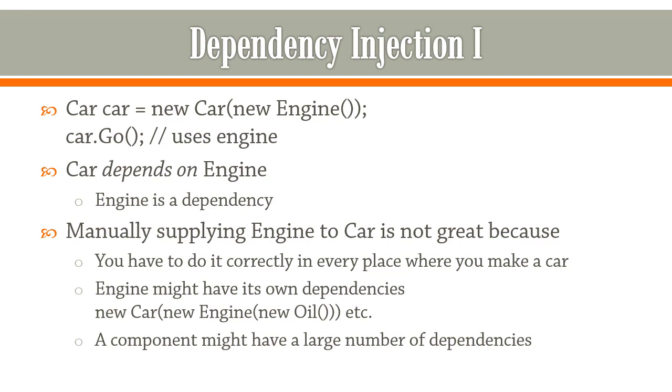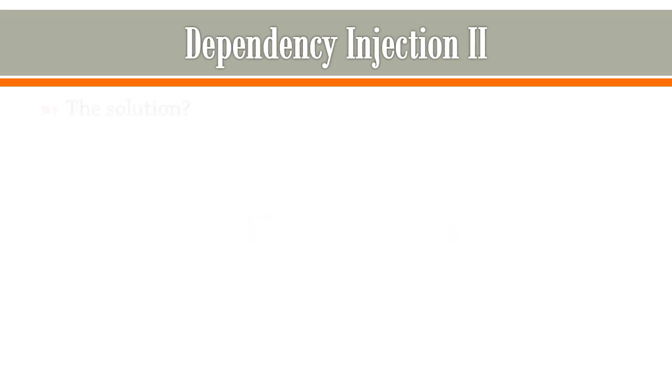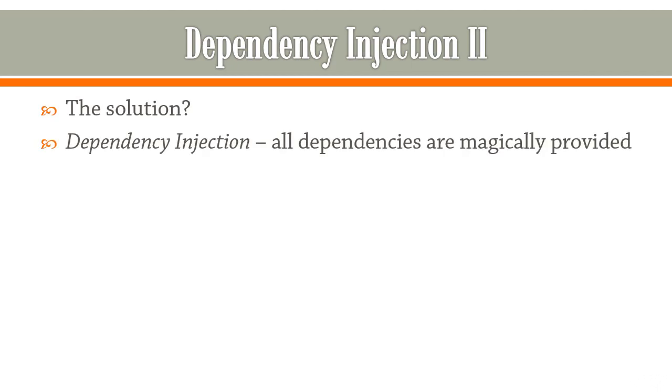So that's the problem which dependency injection tries to solve, and the solution here is in fact dependency injection, where all the dependencies of a particular component are provided magically. Now, of course, there is no real magic, but there is the possibility of using reflection, for example, to look at all the constructor parameters and initializing those dependencies automatically.